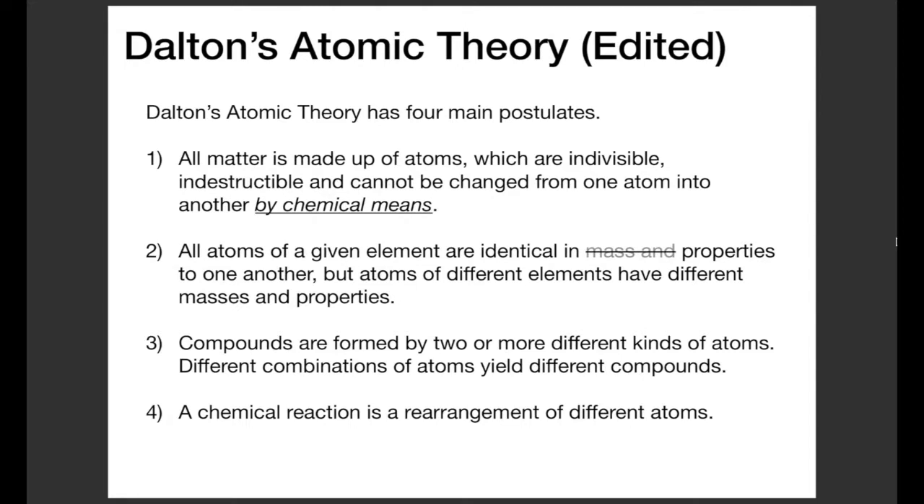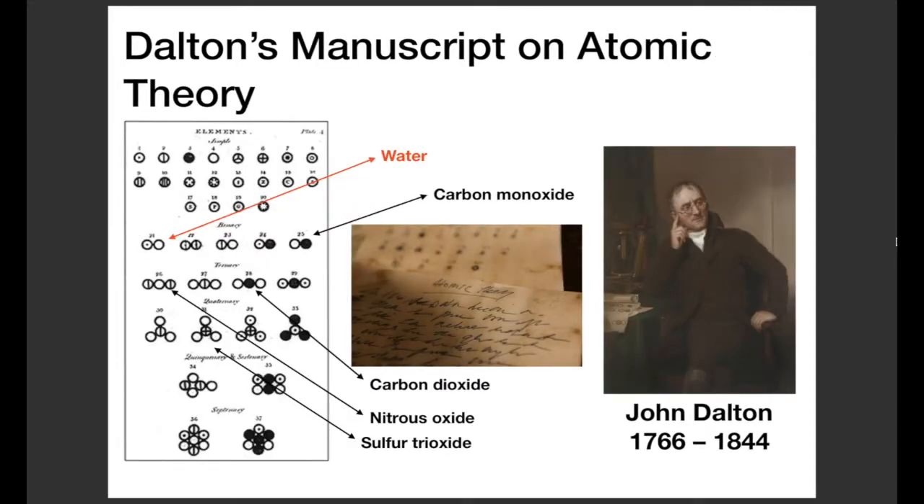Using this theory, he was able to derive the structure of multiple different compounds, some of which are remarkably similar to what we now know. For example, he correctly identified carbon monoxide as one carbon and one oxygen, carbon dioxide as one carbon and two oxygens, nitrous oxide as one oxygen and two nitrogens, and sulfur trioxide as sulfur and three oxygens.